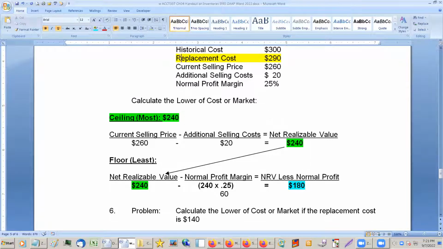Okay, so this is what we're going to compare this replacement cost to. So the most it can be is 240. The least it can be is 180. The replacement cost is 290. So what is going to be our lower of cost or market?